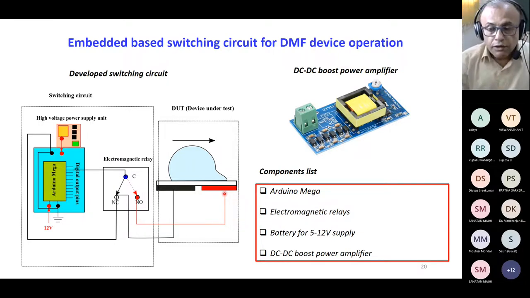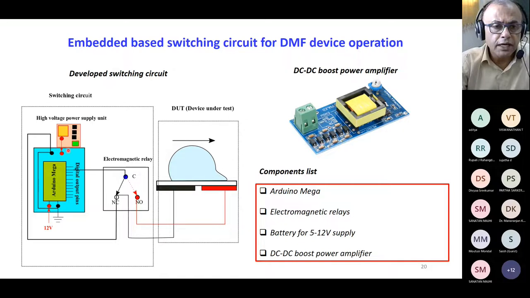Not only that, for the droplet movement, I require very high voltage. But this high voltage can be generated using a 5 volt supply. A high voltage means more than 100 volts is a requirement. In this case, we have used a DC-DC boost power amplifier, integrated together with the Arduino Mega embedded system.